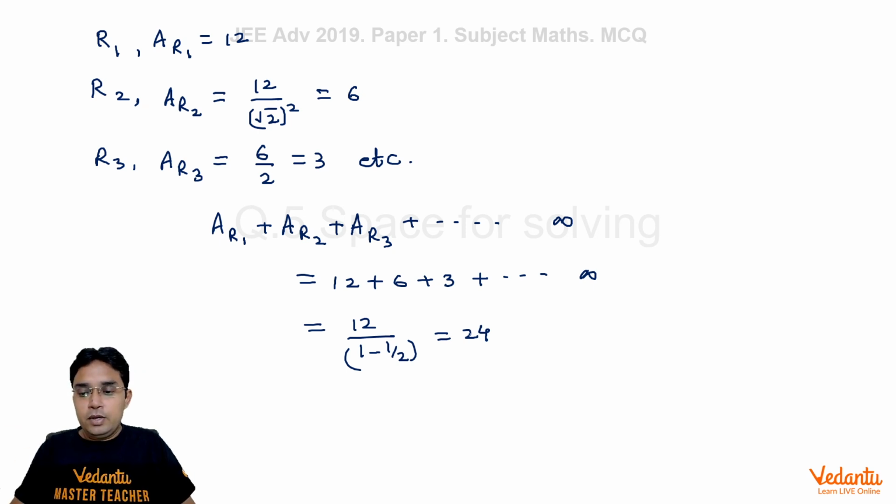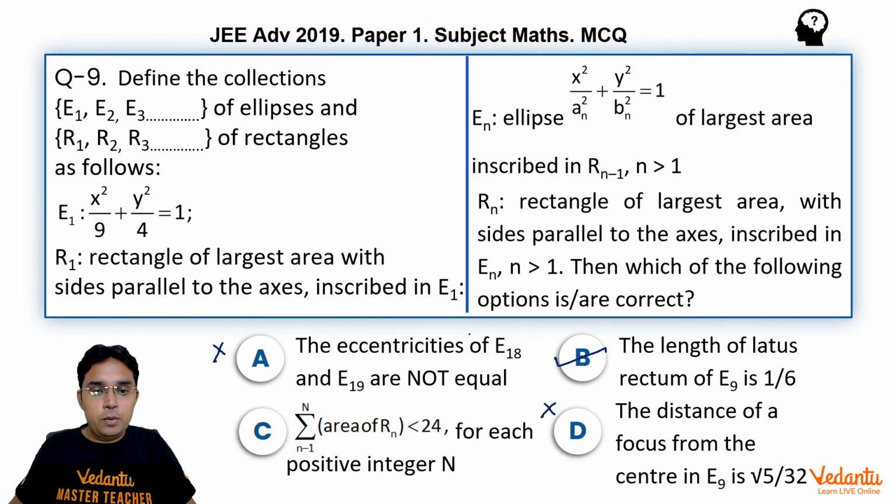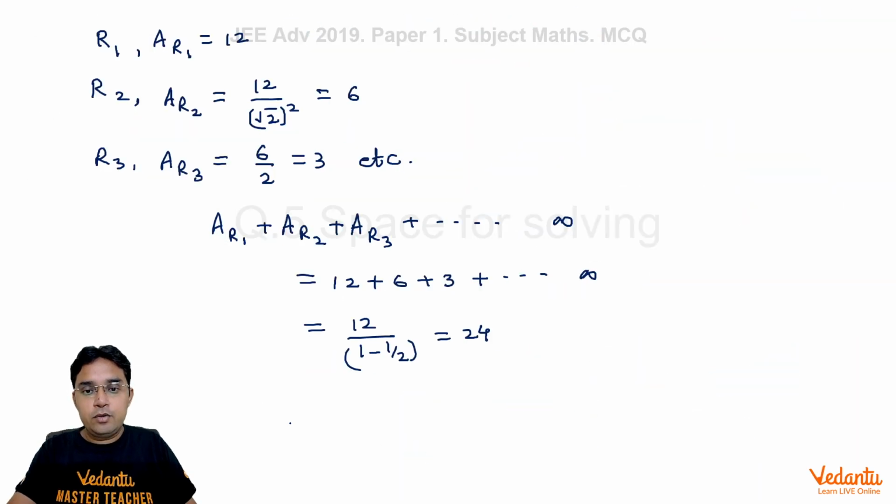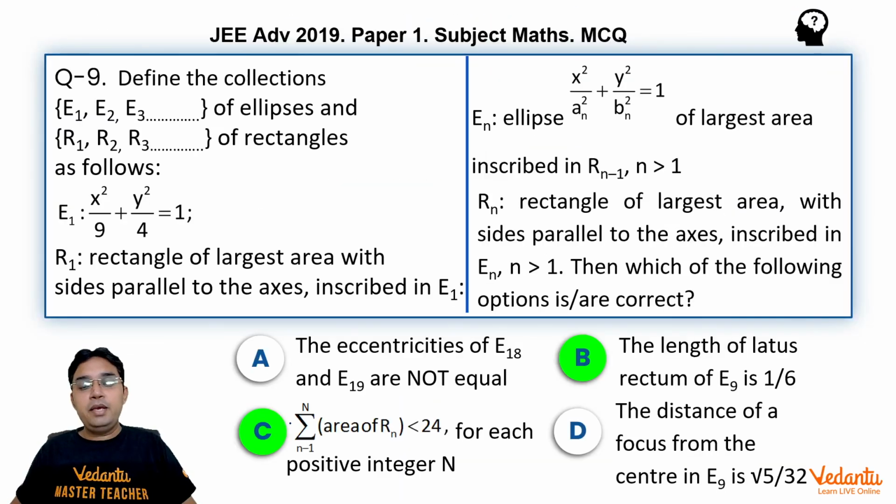That means what they are saying in this option, that the sum of areas of Rn will be less than 24, is absolutely correct, because what I was getting there was the limit, and here we are looking at all positive integers. So however large it is, it will be smaller than 24. So this C option is also correct. So the answer for this question is B and C.